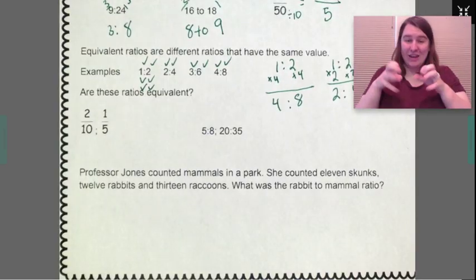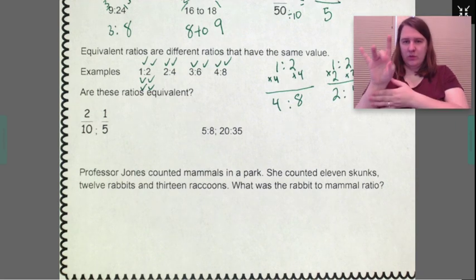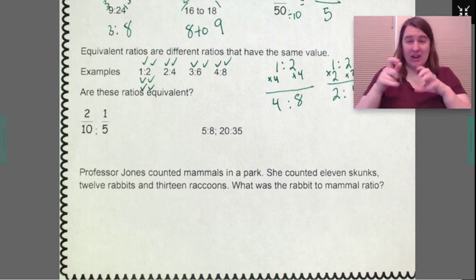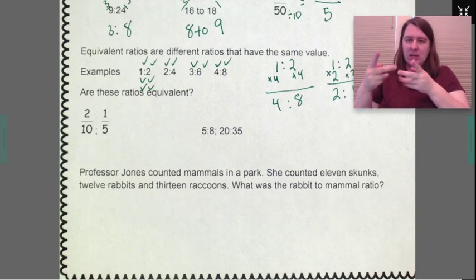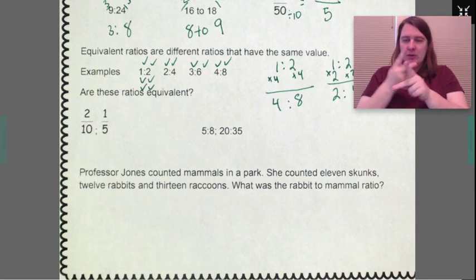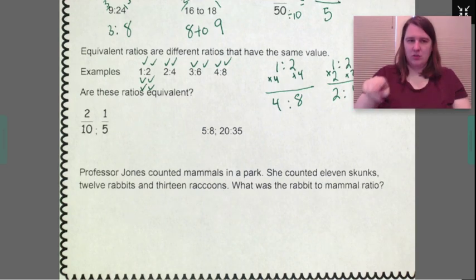We're going to make my 1 to 2 into 4 to 8. How did I do that so quickly? I knew 2 times 4 equals 8 and 1 times 4 equals 4. If you can't do that as quickly, use that multiplication chart. It will help you understand your multiplication facts and the relationship between those.